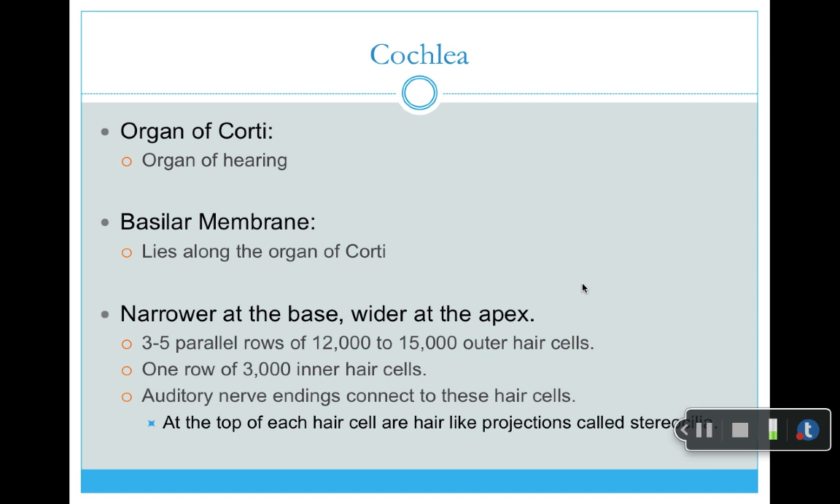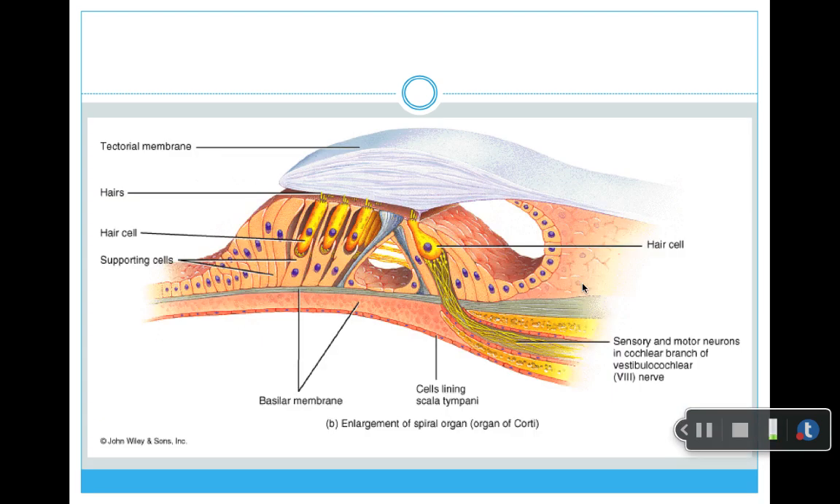The inner hair cells are connected to the auditory nerve. Okay, so it's narrow at the base and wider at the apex. Your outer hair cells process sound. So here are your 3 rows of outer hair cells and your 1 row of inner hair cells. This is your basilar membrane.